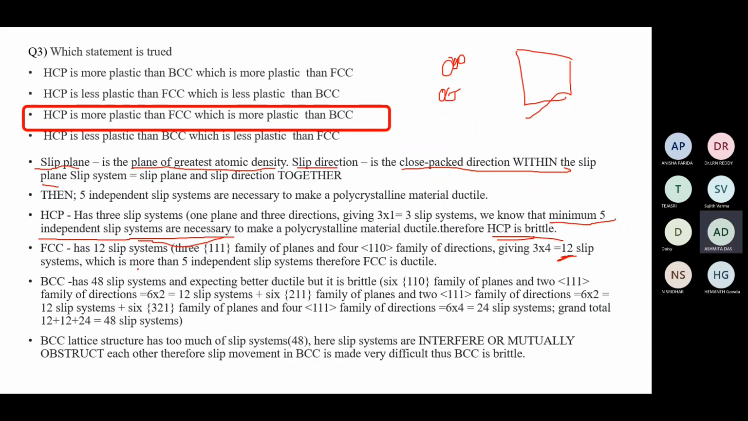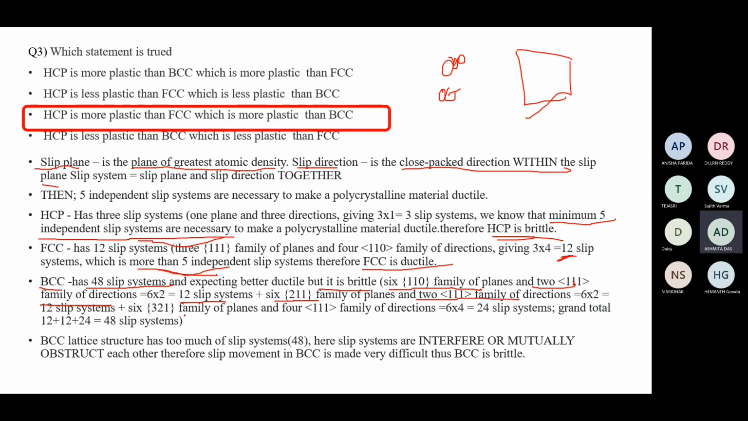Which is more than 5, right? So FCC is a ductile material. Now going to the BCC. BCC has 48 slip systems and you would expect better ductility, but it is brittle. Why? It has 6 families of planes and 2 families of directions, so a total of 12 slip systems, plus 6 different families of planes and 2 directions.